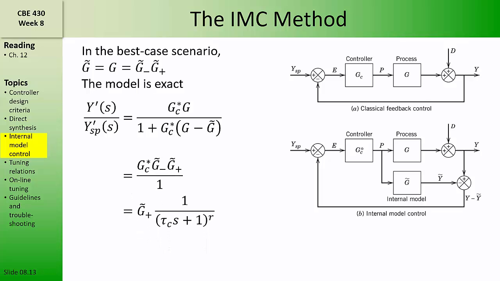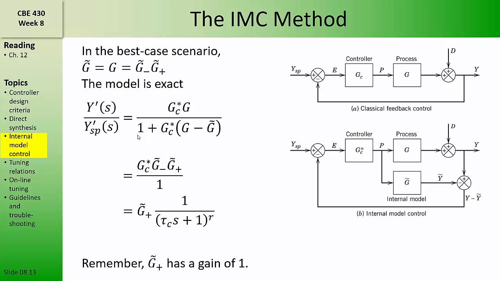So if we substitute that back in for GC star, we're left with G tilde plus multiplied by our first order filter for the servo transfer function. Remember, we said earlier that G tilde plus has a gain of 1. Therefore, our servo transfer function will also have a gain of 1.